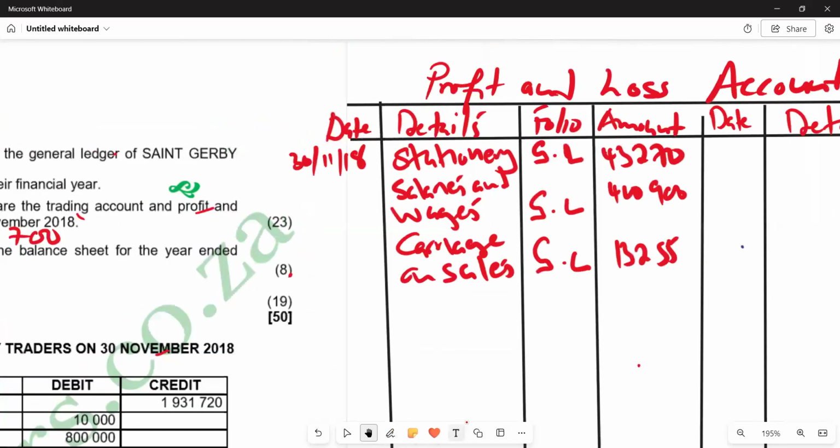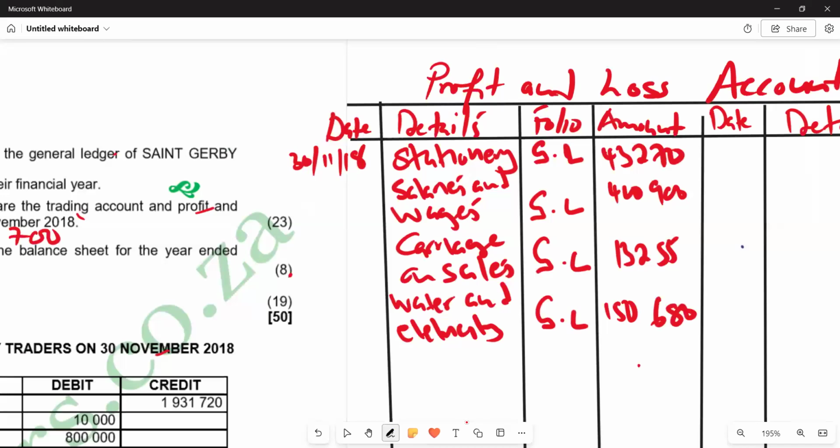So we come again here, we say water and electricity, and obviously general ledger, and the amount that we are using for water and electricity is 150,680. We go to legal costs, we have got 22,600, general ledger, and the amount is 22,600. So this is what we have in terms of our expenses.